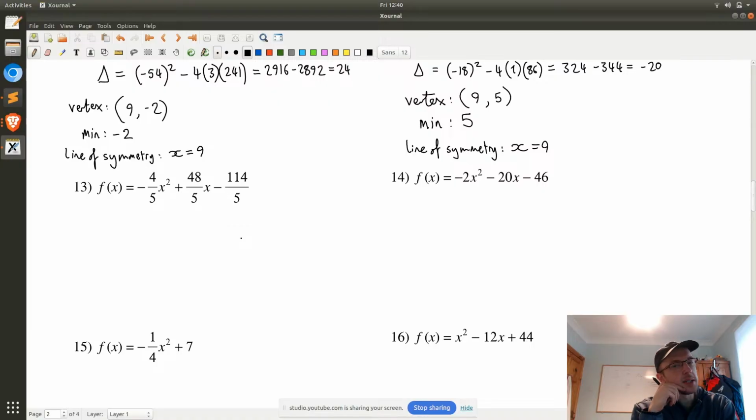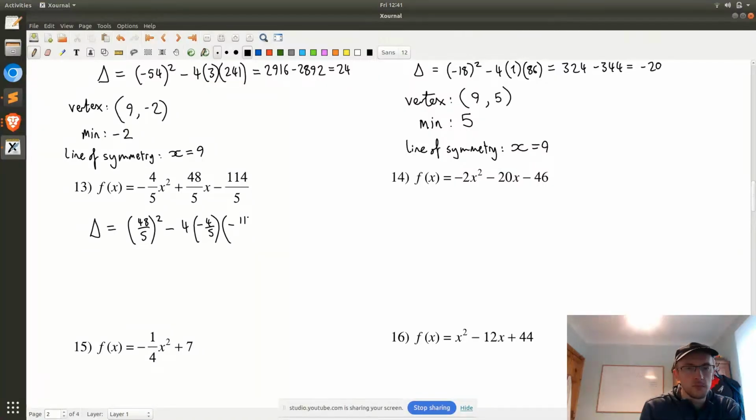When you multiply a quadratic by a fixed amount, anyway, b squared minus 4ac. So that'll be over 25, and so will that. So I'm just going to factor out 1 over 25. That would be simpler, right?